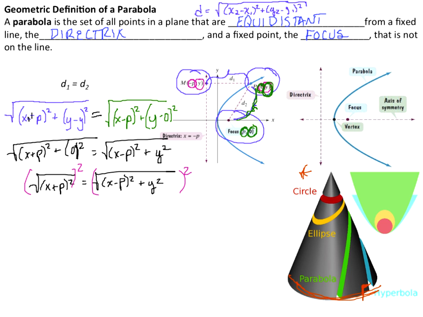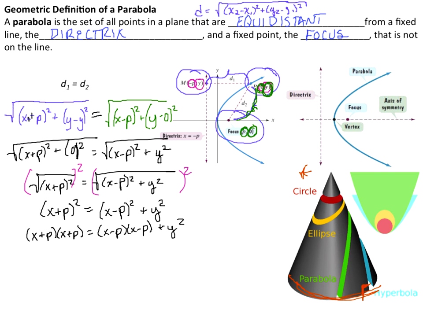And when you square a square root, those are inverse operations of each other, so it goes away. On this left-hand side, I'm left with x plus p squared, and that equals x minus p squared plus y squared. Now, I need to do some distribution here. So this x plus p squared is really x plus p times x plus p. And this is x minus p times x minus p plus y squared. So here's the distribution that I need to do. x times x, p times x, p times p, x times x, negative p times x, and negative p times negative p.